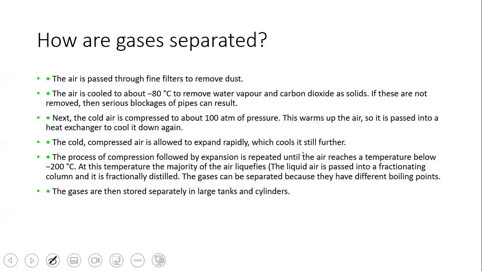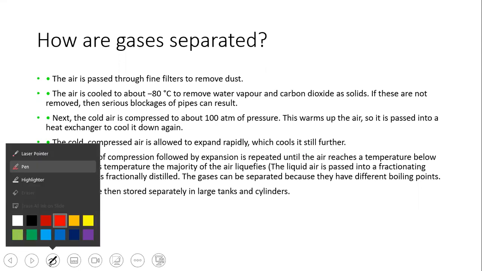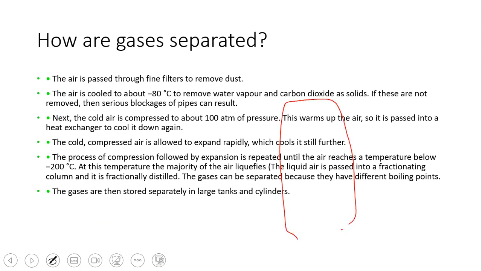So in this situation, what we basically do is we cool down the air until it turns into a liquid. Once it turns into a liquid, we go ahead and perform the process of fractional distillation. All of your gases have a different boiling point. So you put them in a fractionating column. You have a tower like this, and inside the tower, there are areas of different temperature. Normally at the bottom, you have high temperature, and at the top, you have low temperature.